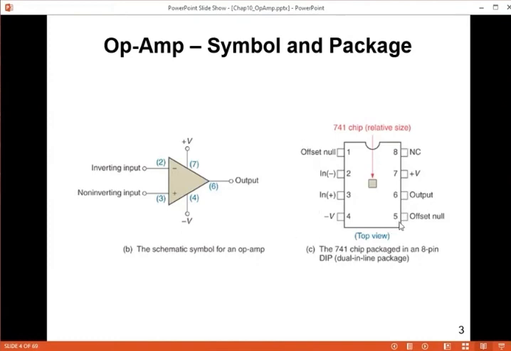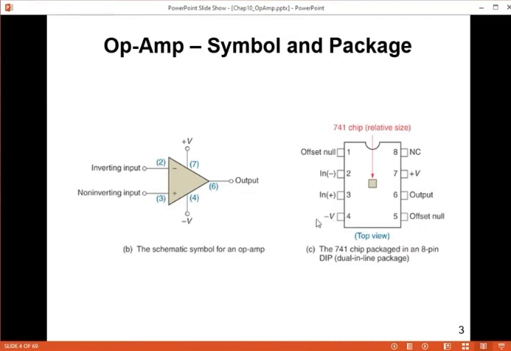On the right side of the figure, you have the actual representation, where a 741 op-amp is a compact IC with legs. On the left side you have legs labeled 1, 2, 3, 4, and on the right, legs 5 from the bottom, 6, 7, 8 upwards. Each leg represents a specific connection. For example, leg number 1 is for offset null, and the inverting and non-inverting inputs are legs 2 and 3.